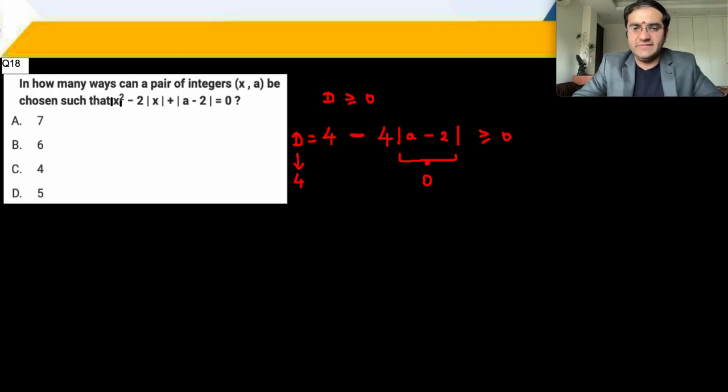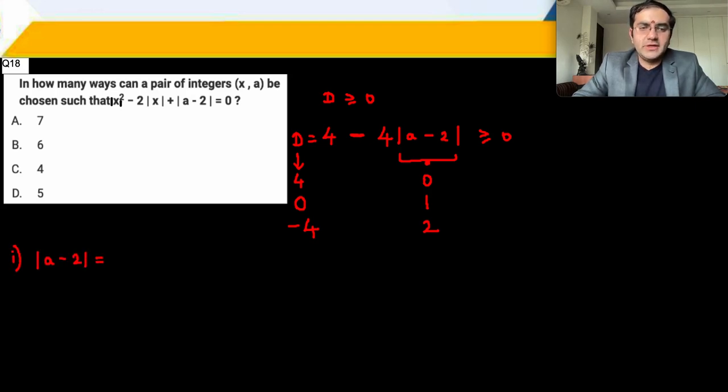So I will be solving this. What if mod a minus 2 is 1, then 4 minus 4 will become 0. So D becomes 0, that means this will also be giving me some roots. And if I take 2 over here, then it will become minus 4. This will not be giving me any roots. So let us take them one at a time.